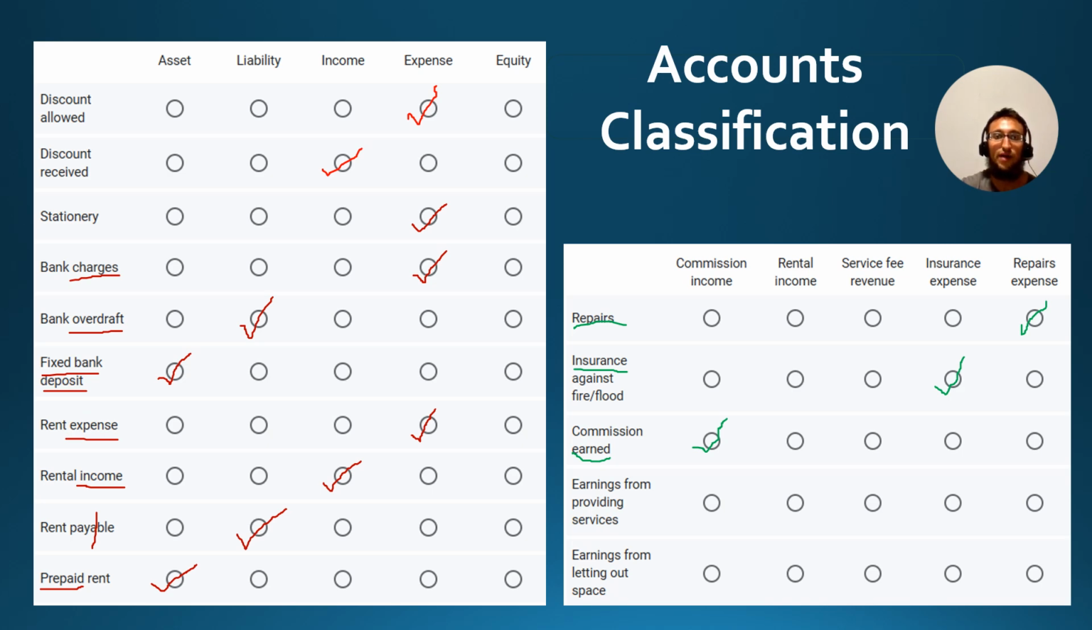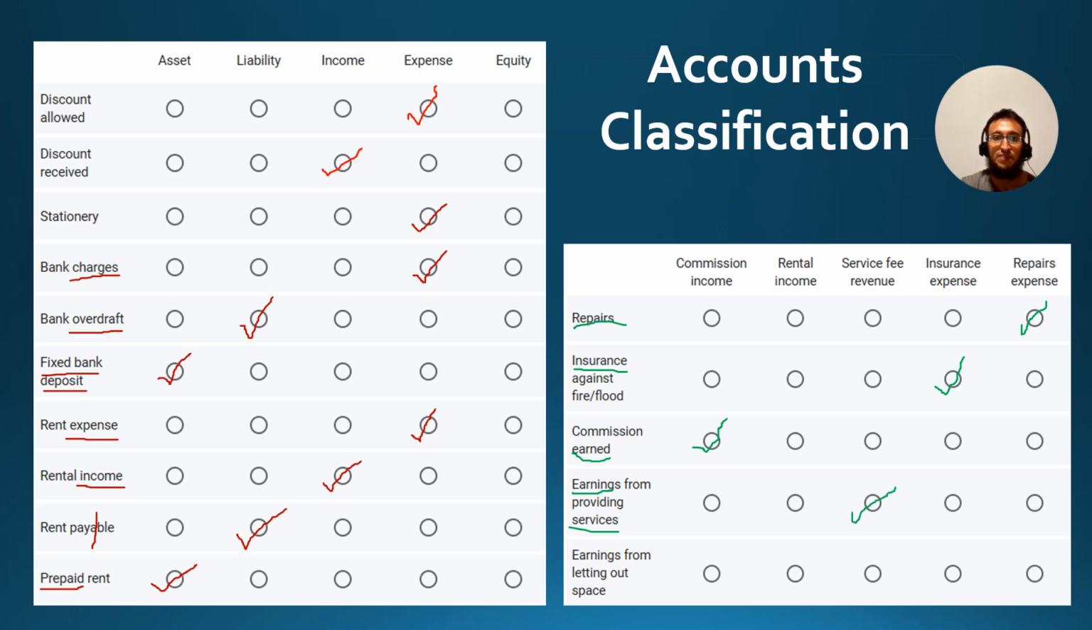Next phrase that we see, earnings from providing services. When a business provides a service, it will earn income. This income is not because of selling goods, which would have used sales revenue, but because these are earnings from services, the appropriate account to apply here will be service fee revenue.